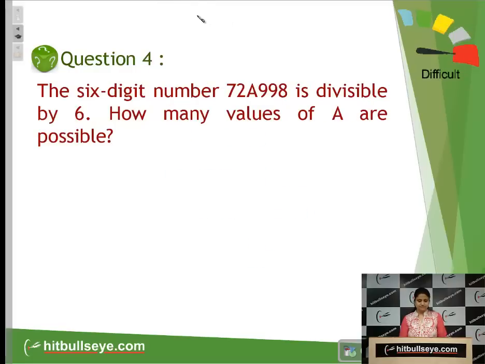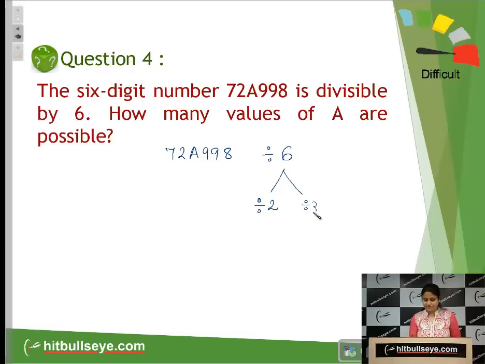Now the next question. The 6-digit number, this is divisible by 6. How many values of A are possible? So if we take this number, this is 72A99A, and we want to check the divisibility for 6. We have done it. How to check it? We'll check it by 2 and by 3.